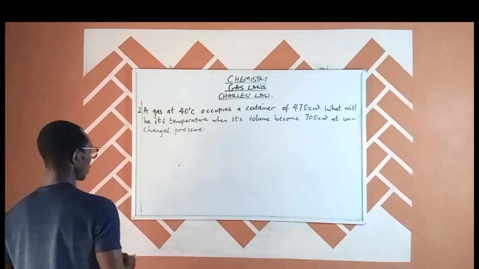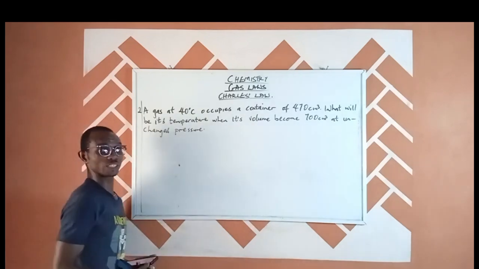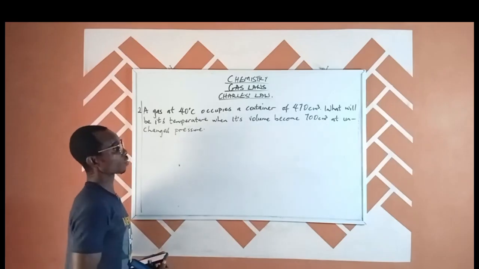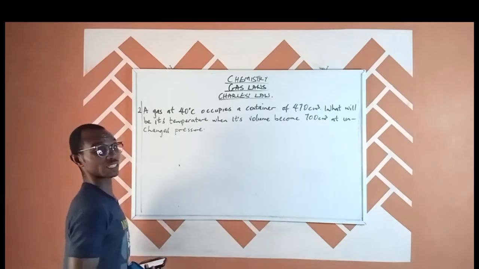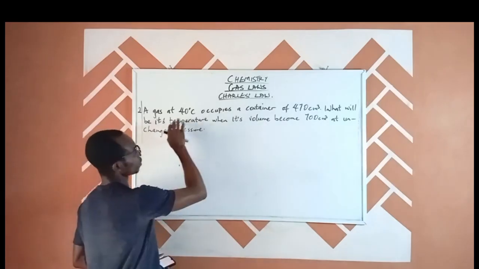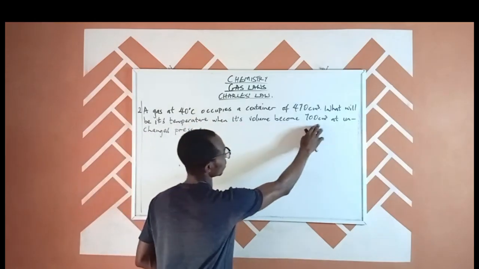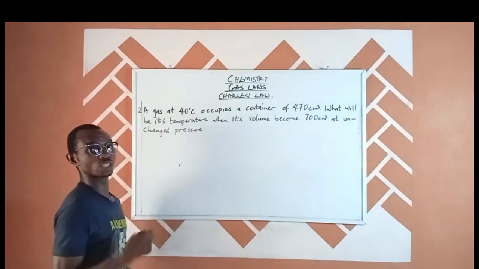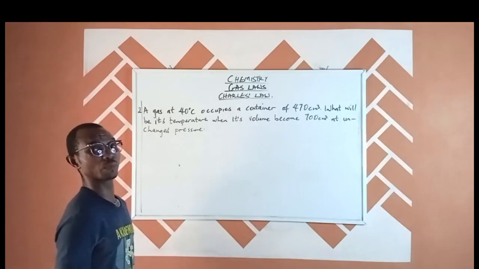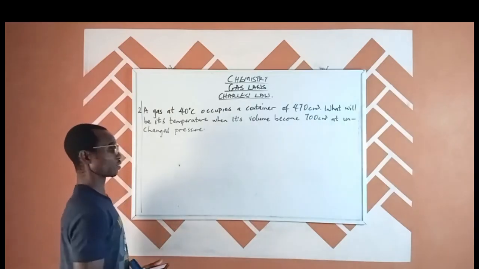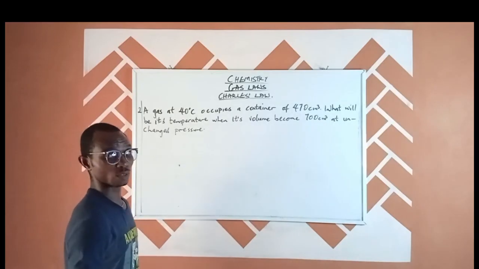That is the second question that we have there. A gas at 40 degrees Celsius occupies a container of 470 centimeter cube. So what will be the temperature when the volume becomes 700 centimeter cube at unchanged pressure? That means the pressure remains constant. That is signifying that we are still talking about Charles' law.